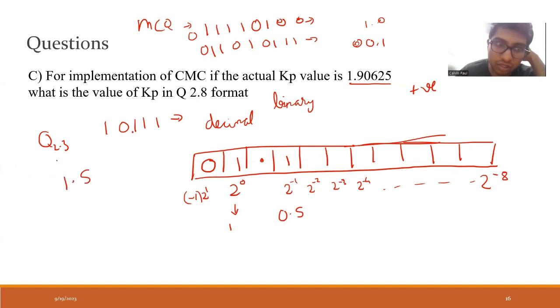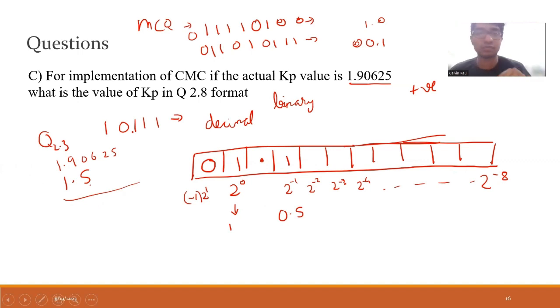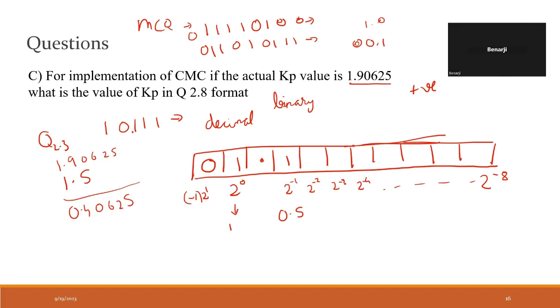And my original number is 1.90625. So what is the difference between them? It will be around 0.40625. Any doubts till this? Please repeat it once.